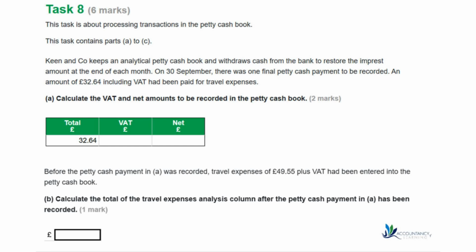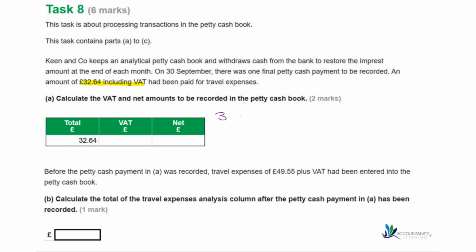On 30th of September there was one final petty cash payment to be recorded, an amount of £32.64 including VAT had been paid for travel expenses. Calculate the VAT and net amounts to be recorded in the petty cash book.